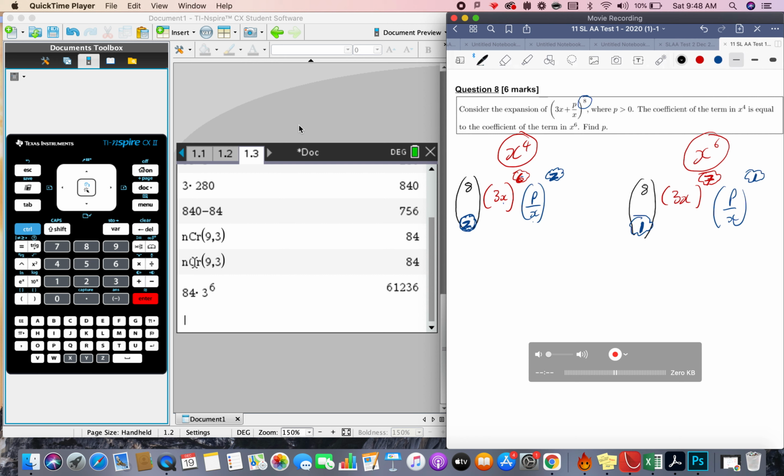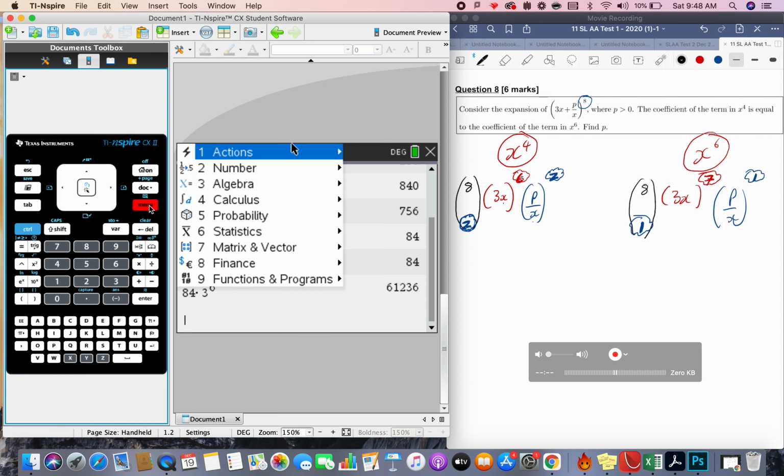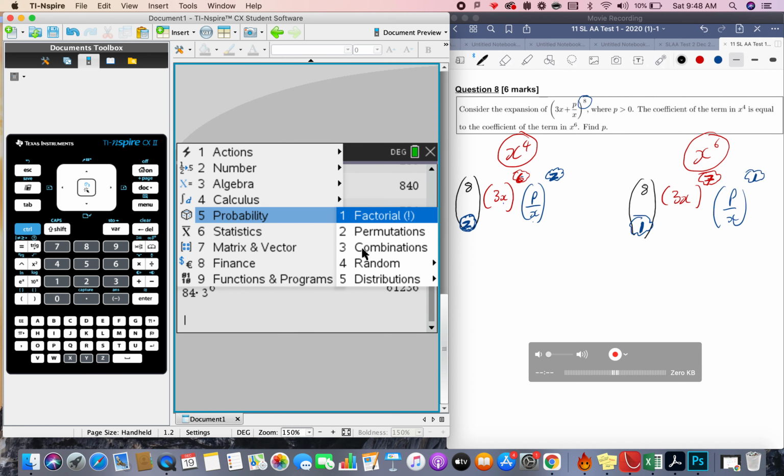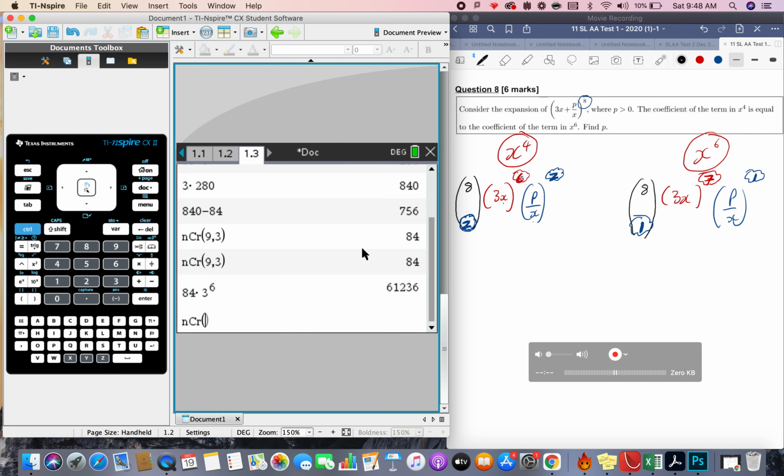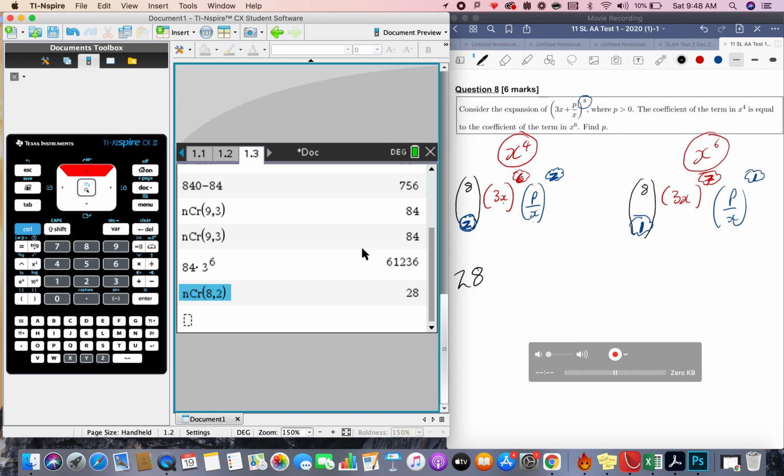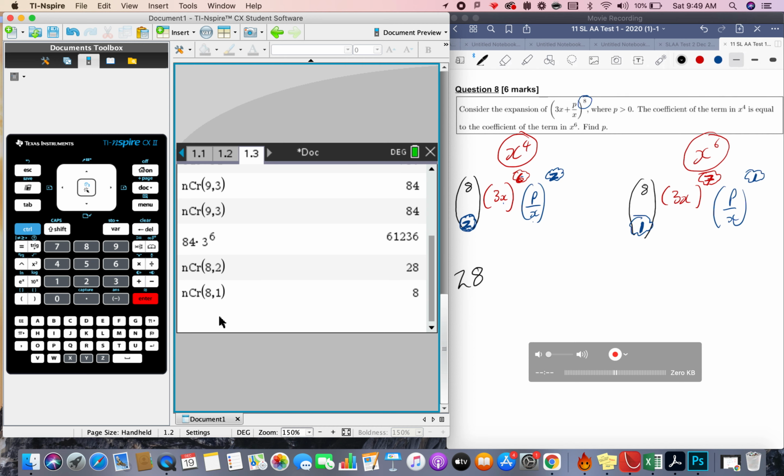And we've got a calculator, so we might as well use it. I'm going to go to menu, probability. Laptop's slowing down a little bit here. Combinations, and this is going to be 8 choose 2. This is going to give us 28 here. And while I'm in here, I'm just going to go up, bring it down, and do 8 choose 1. I don't think you really need this. You should know exactly what this is going to be.